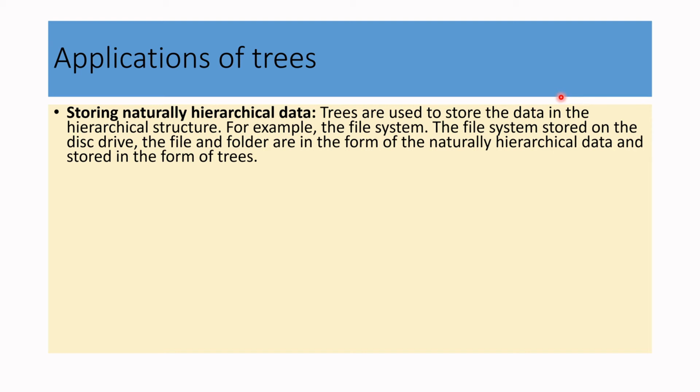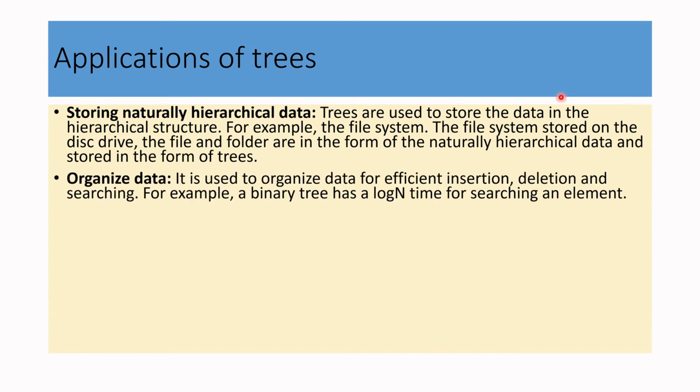In the computer, if we are going to understand, there is a folder, inside there are multiple folders, and inside one folder there are maybe multiple files, right? The file system is stored on the disk drive. The files and folders are in the form of natural hierarchical data and stored in the form of a tree. Okay, so this is the best example. You have to understand the file system is a best example of a tree.